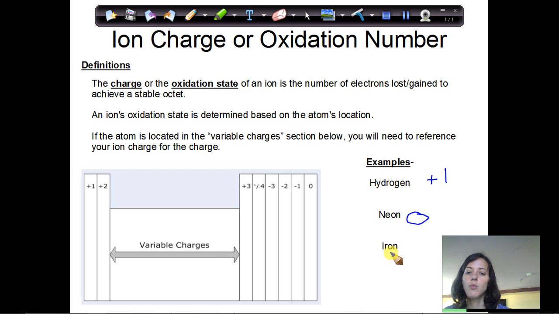Iron is abbreviated as Fe actually, and it falls right around here. So it's a transition metal and it has a variable charge. If you take a second and look at your ion chart, you will find that iron has a variable charge. It can either have a +2 or a +3 charge. And we will learn how to figure out whether it's +2 or +3 later on. Right now it's important to figure out what its charge or its oxidation state would be.